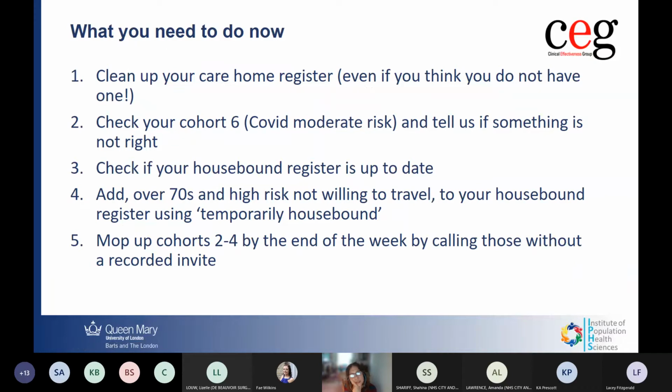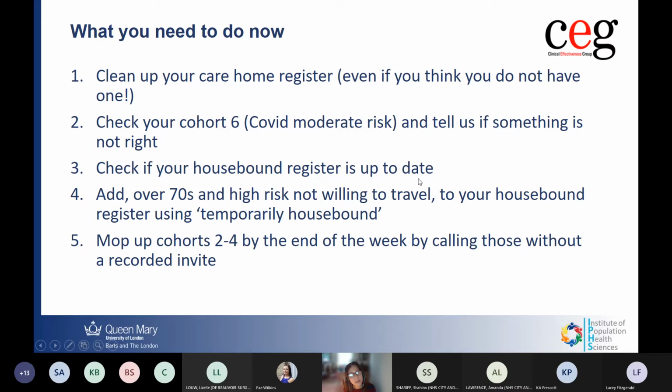What sort of things do you need to think about doing now? Really what you need to do is, I would say, continue to look at that care home register and make sure that's accurate. Clean that one up. Check your cohort 6. We have just published those searches today, so we would really like you to check your cohort 6. And if you spot anything, please tell us immediately. Get in contact with us. Check if your housebound register is up to date.